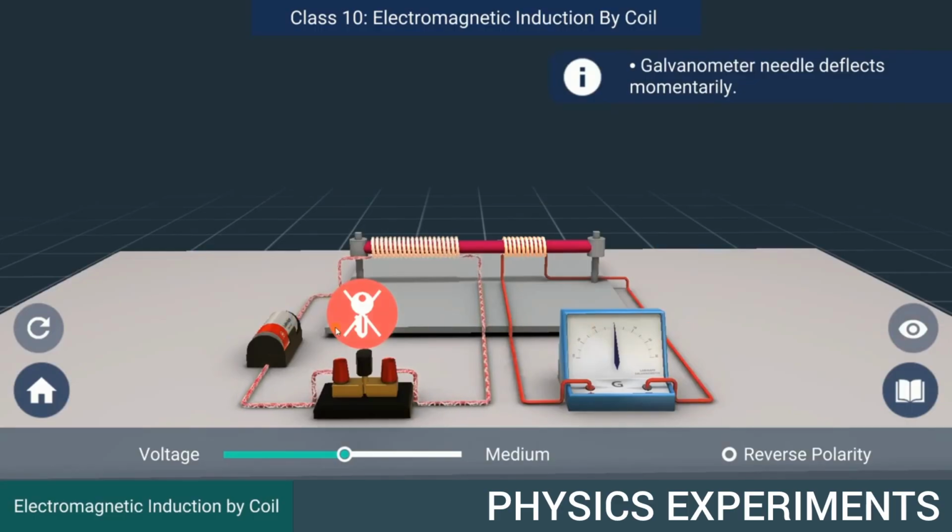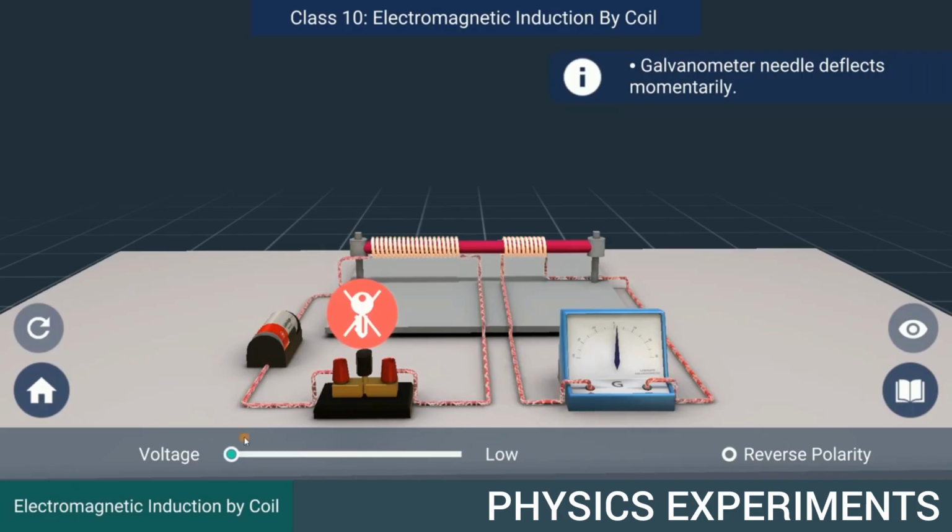Disconnect the plug key and observe. We can see that the needle of the galvanometer deflected again momentarily, but to the opposite side. As we change the supply voltage, there is a momentary deflection in the second coil.